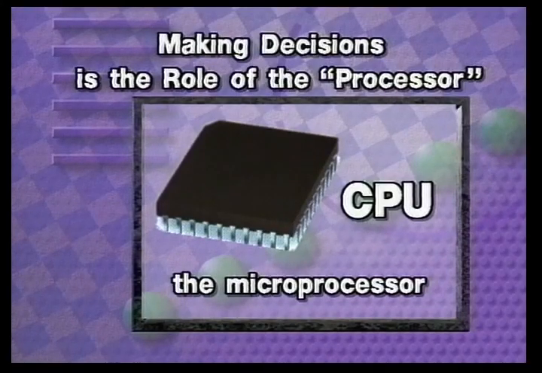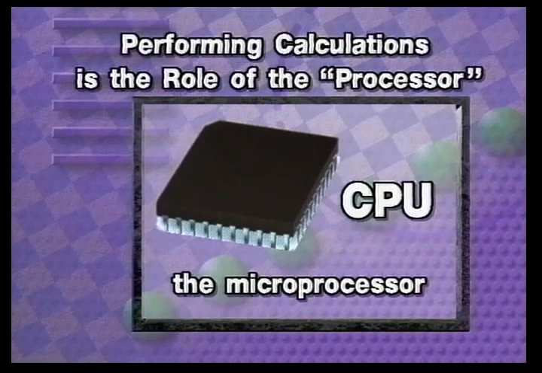Well, you want them to be fast. So what you want when you're looking for a microprocessor is a fast microprocessor. And by fast, we mean that it performs math calculations quickly and makes decisions quickly. So you want a microprocessor that's going to think fast and perform calculations quickly. Very, very important part of the computer.